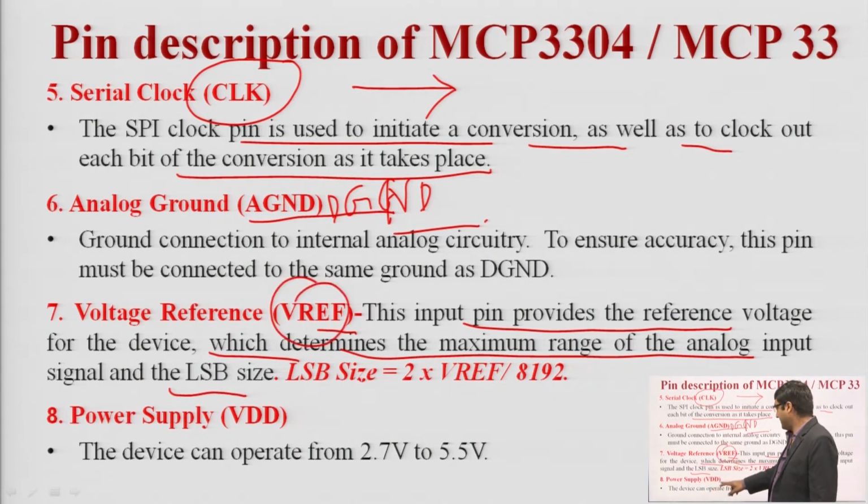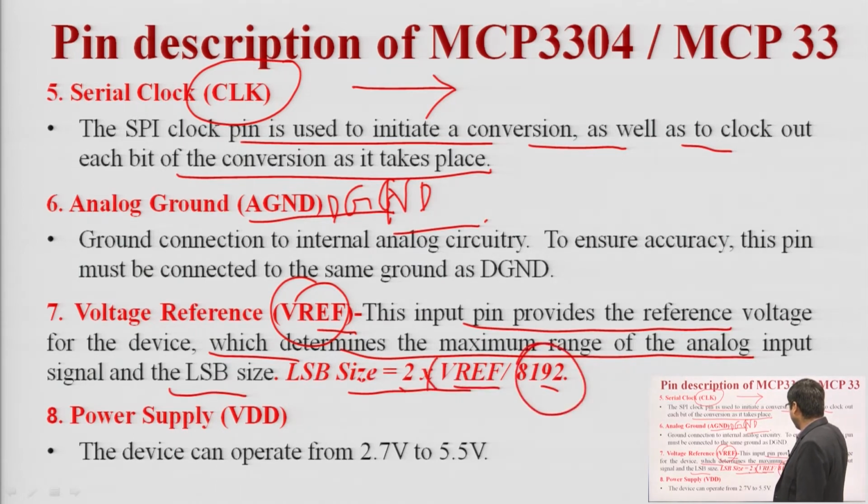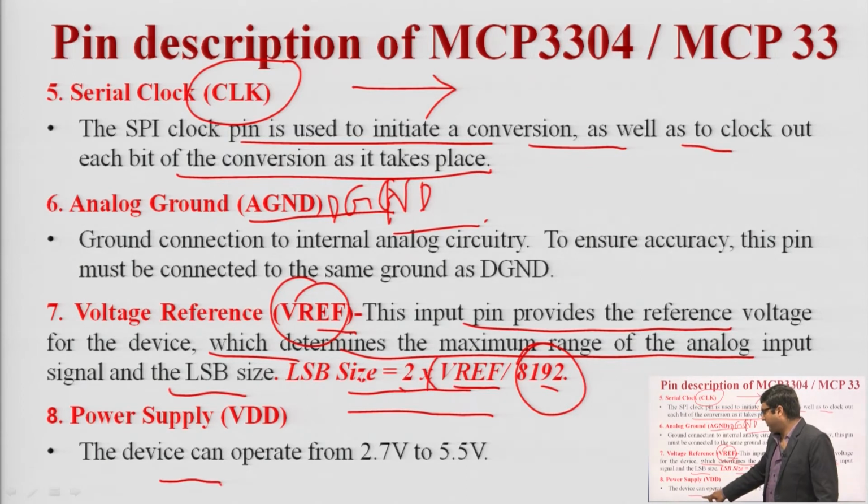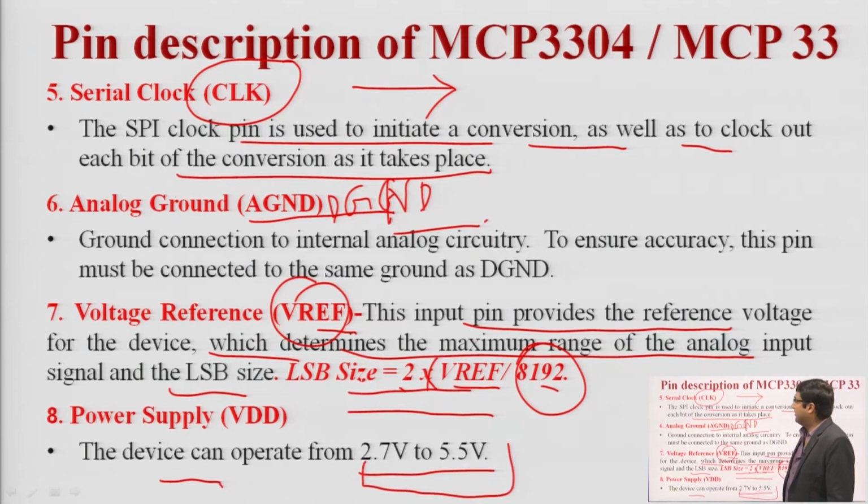So, basically we are calculating the LSB size, and its formula is 2 times V reference divided by 8192. So, this is the formula through which we can calculate the LSB size. At the end we have the power supply VDD, with a power supply range from 2.7 volts to 5.5 volts. So, this is the power range we have to use in our MCP3304.